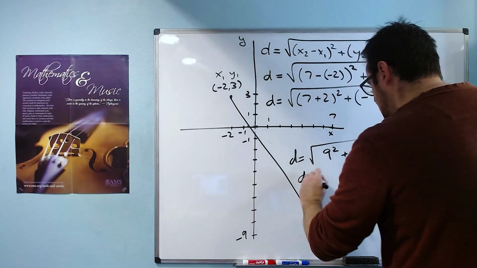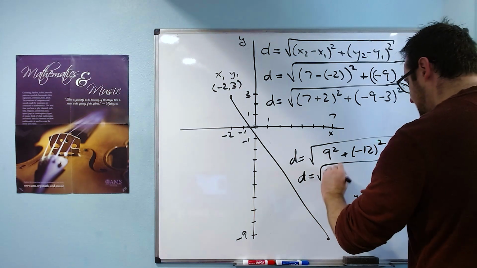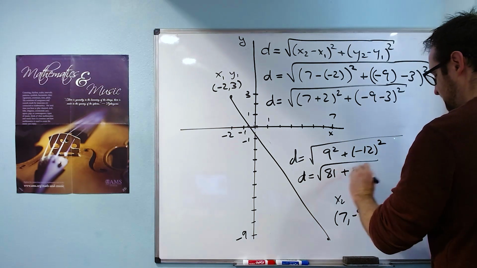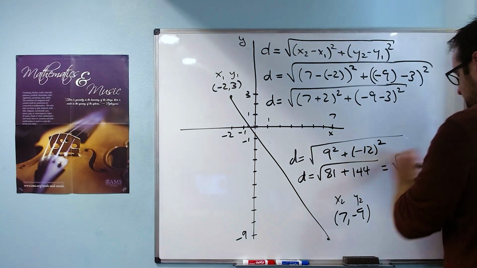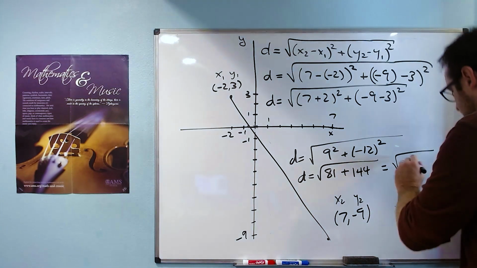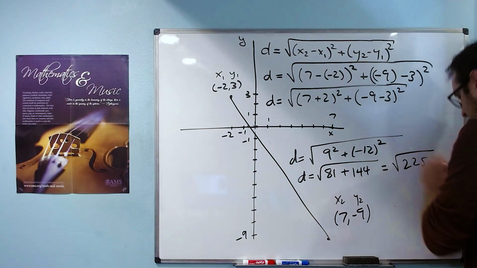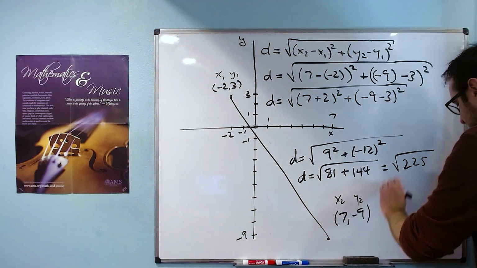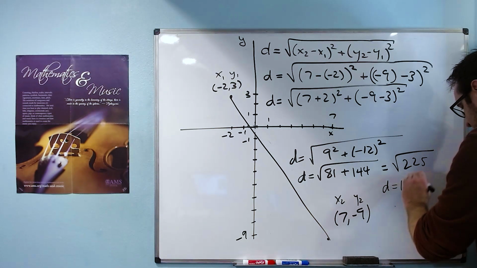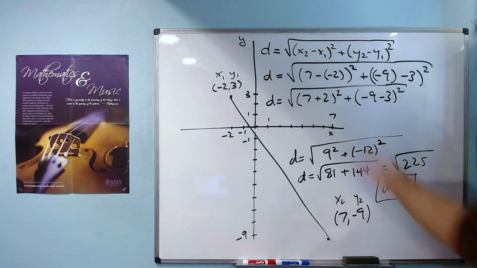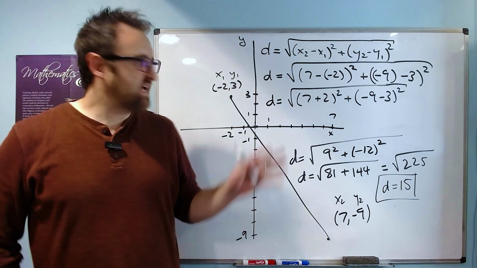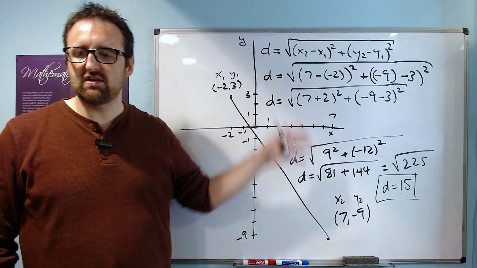So we end up with d is equal to the square root of 81 plus 144. And if we add those together, we get the square root of 225. The square root of 225 is 15. So this tells us that the distance here should be equal to 15, whatever the units are. So that's how you do it by putting it into the formula.